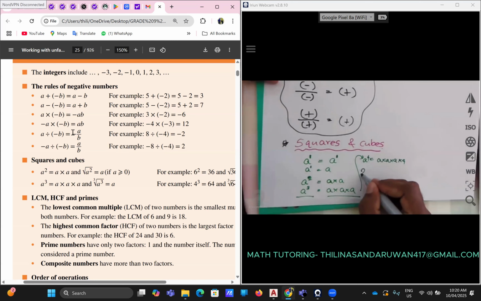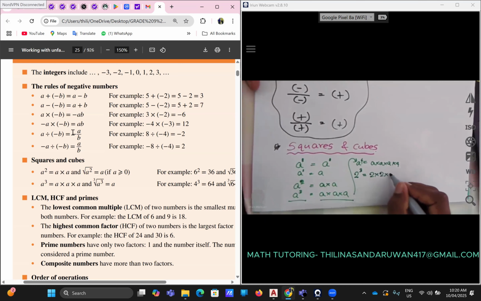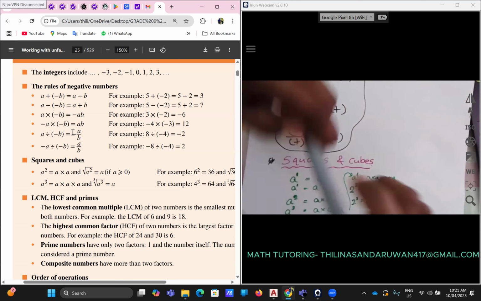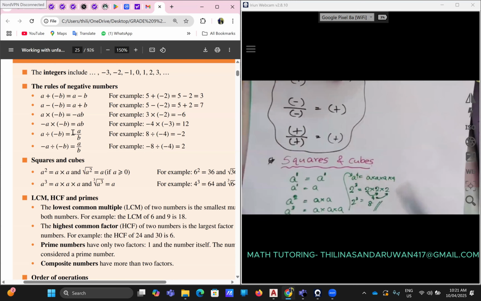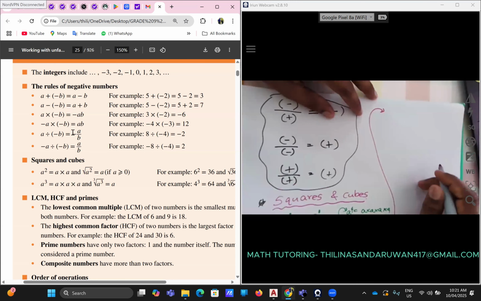Let's say 2 to the power of 3. What is the answer? We should multiply 2, 2, 2. 2 multiplied by 2 is 4. Then 4 multiplied by 2 is 8, right? This is the answer. I will go through the exercises; I just need to give you a quick understanding.